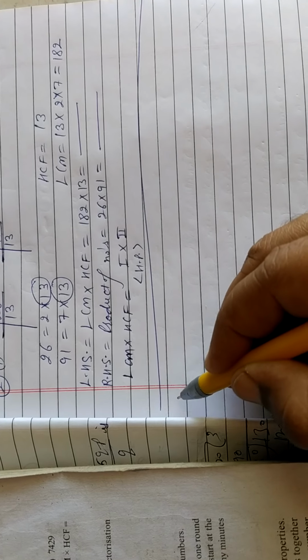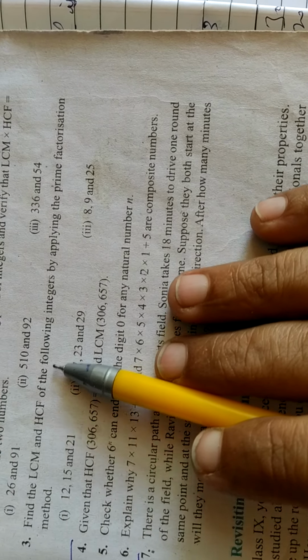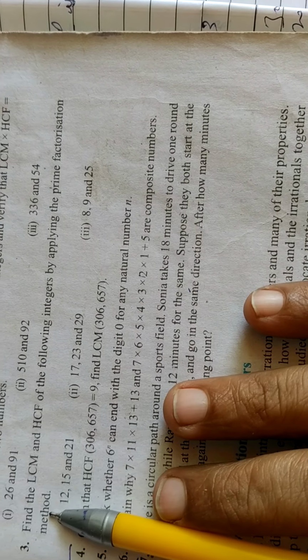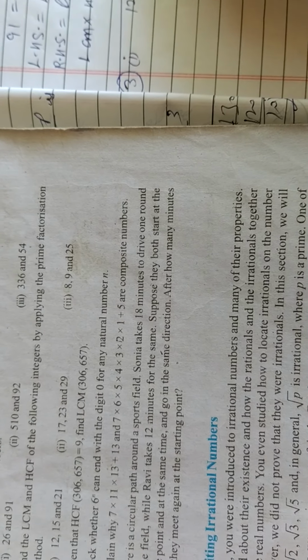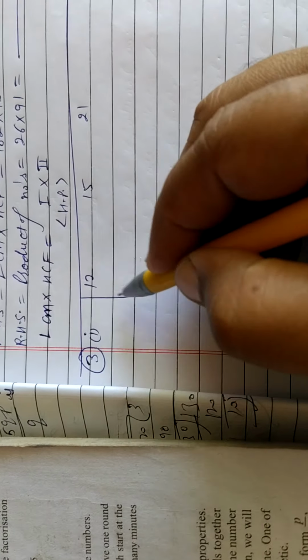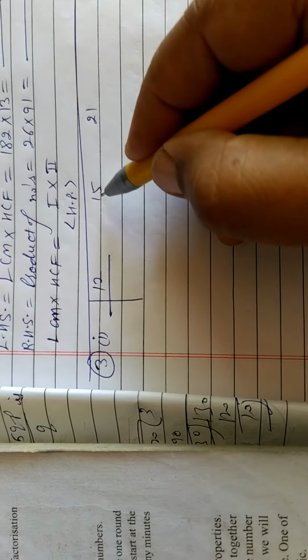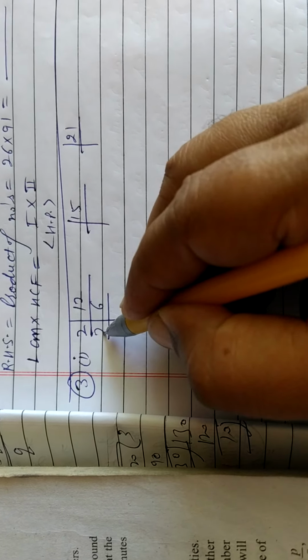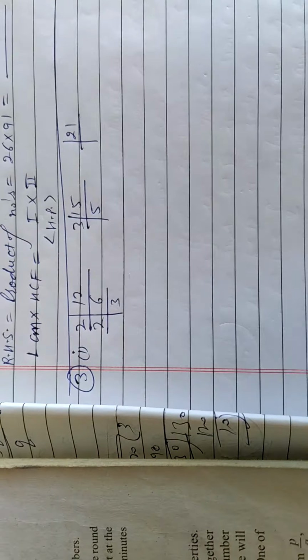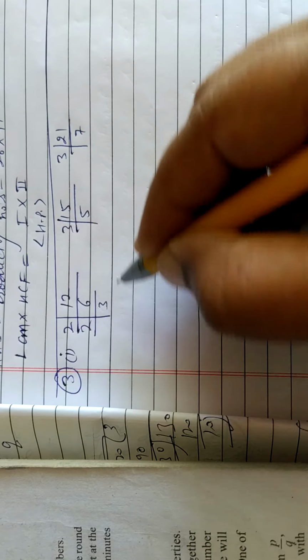Okay, then come to the third. Find the LCM and HCF of the following integers by applying the prime factorization method. First is 12, 15 and 21. Take the LCM and HCF. We require the prime factors.